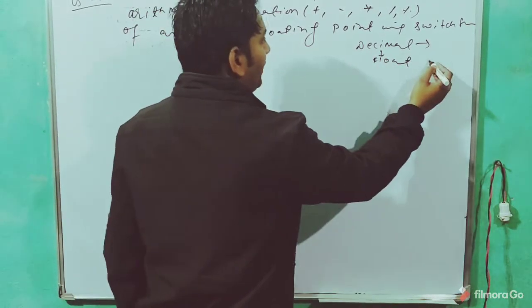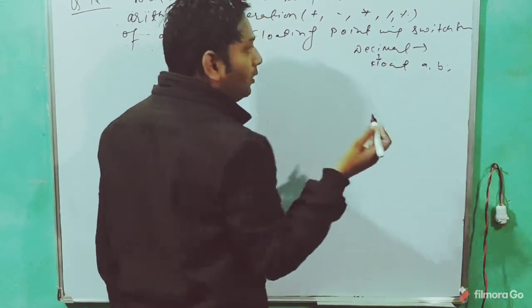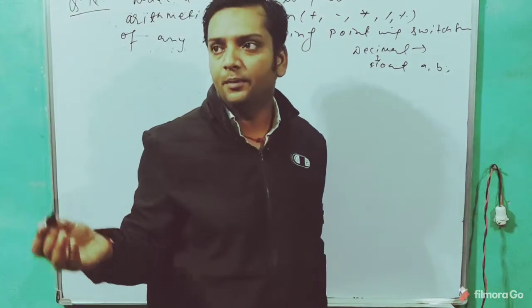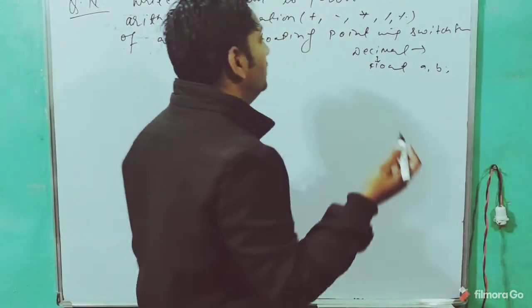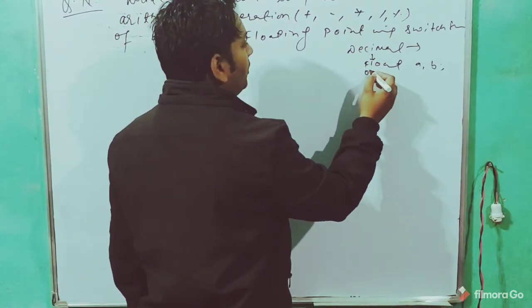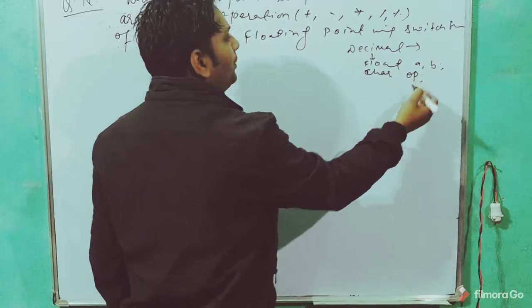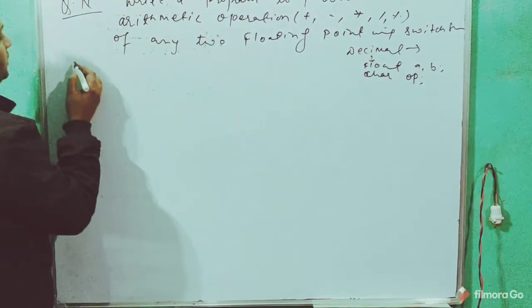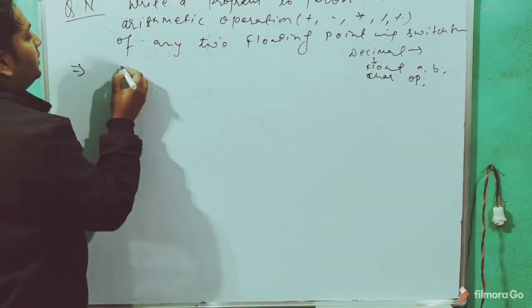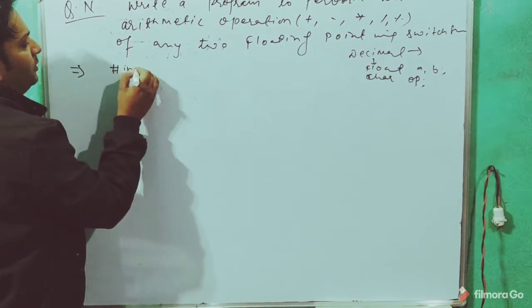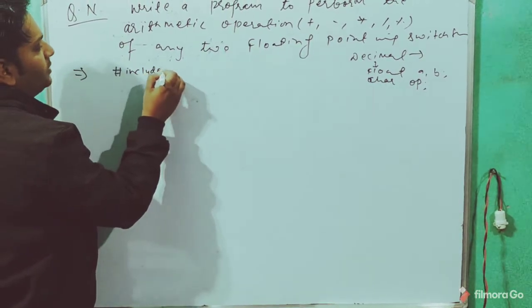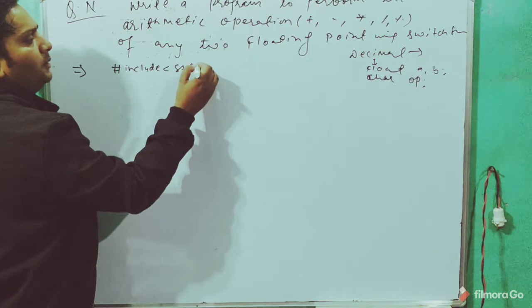First you have to declare two variables for the numbers and one for the operator also. Which operator are you going for: plus, minus, multiplication? For that we have to declare one operator whose data type is character. Any variable name, I am just giving op. So the solution is something like that. We include the library function, the standard input output header, stdio.h.